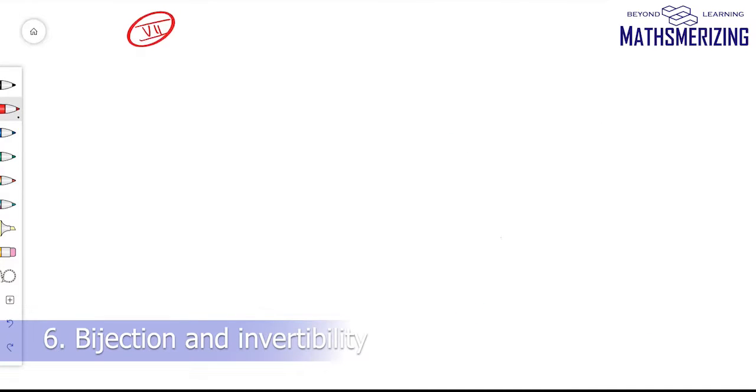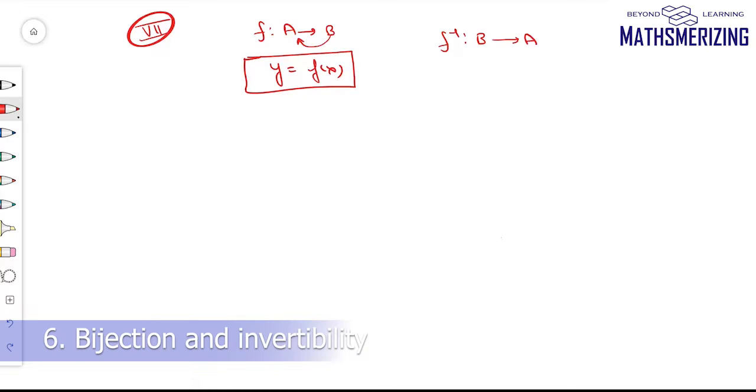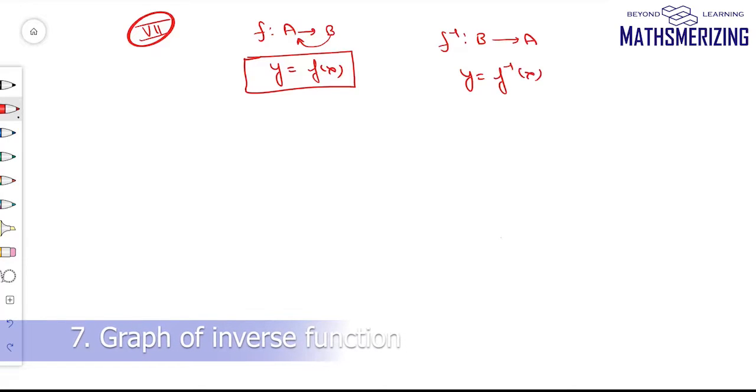Now the seventh thing that we can do is, if we know a function is invertible, we can draw the graph of its inverse function. Suppose I have a function which is defined from A to B, y equals f(x), and suppose this function is a bijective function. Then its inverse function f inverse will be defined from B to A, as y equals f inverse of x.